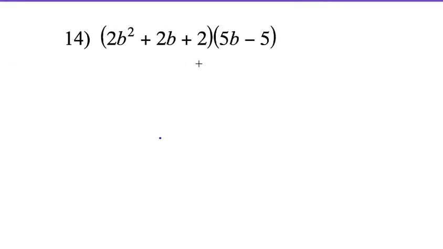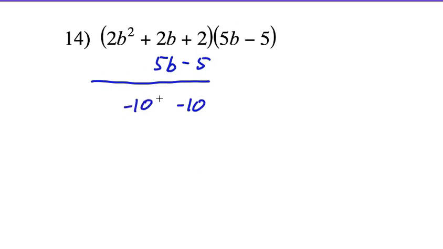Let's try one more of those. Now, this way of arranging our work is just a way to keep track of our distributive property. So I'm going to write 5b minus 5 underneath here. I'm going to distribute the negative 5 into the original trinomial. That'll be negative 10, and then negative 10b, and then negative 10b squared. So I just multiplied each of these terms by negative 5.